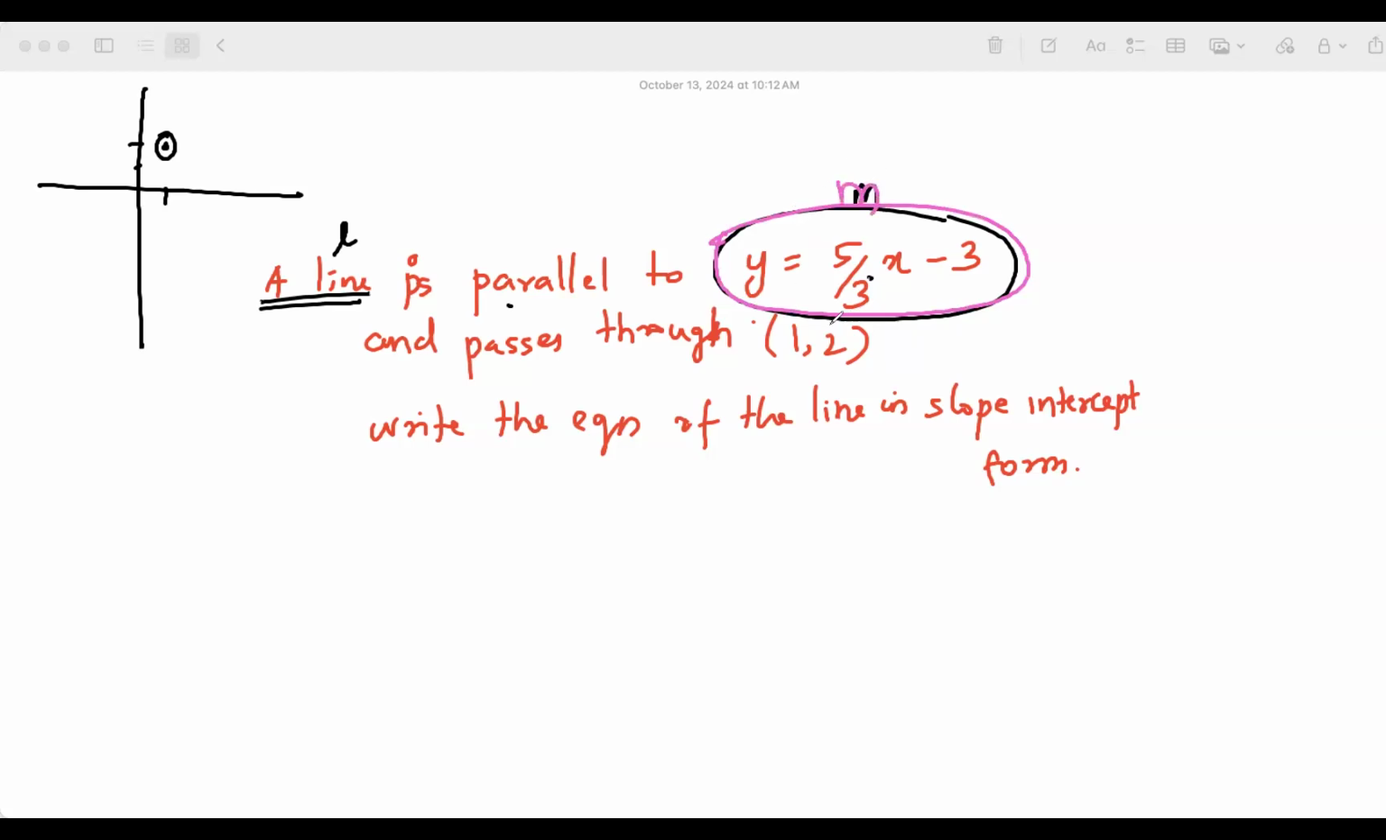What is this line M? 5 by 3 x minus 3. Minus 3 is its intercept. 5 by 3 is a positive slope. So the line is like this. That is line M.